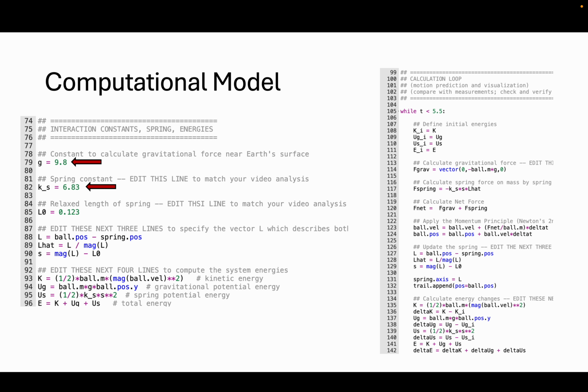Here we define the spring constant k as 6.83 newtons per meter. We calculated the relaxed length using equilibrium conditions where gravitational force equals spring force, and it turned out to be 0.123 meters. This formula computes the kinetic energy of the system using the standard 1/2 mv squared expression. This calculates the gravitational force on the mass. It points downward and is proportional to the mass and gravitational acceleration.